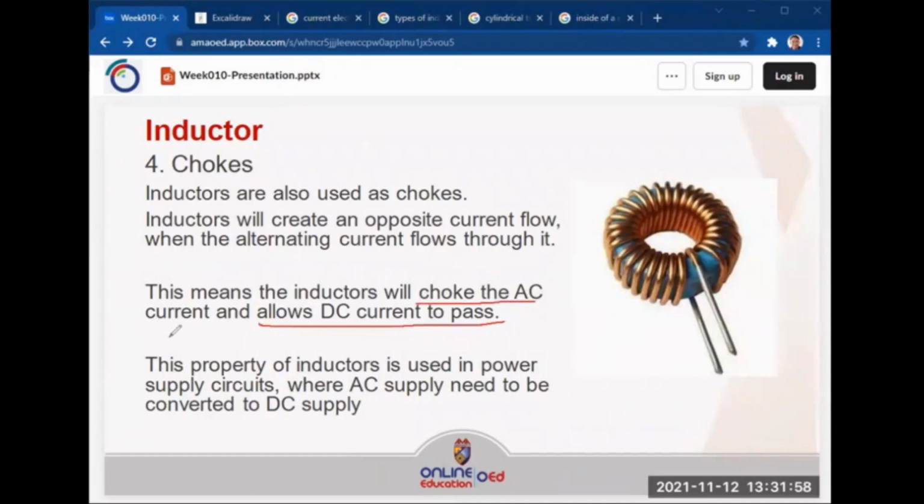Remember, in our capacitor, it's the opposite. The capacitor allows AC but prevents DC. Inductor is the opposite. It allows DC and prevents AC. Take note of that.